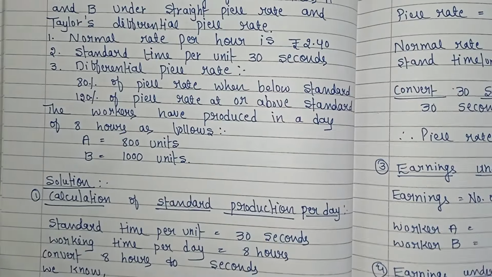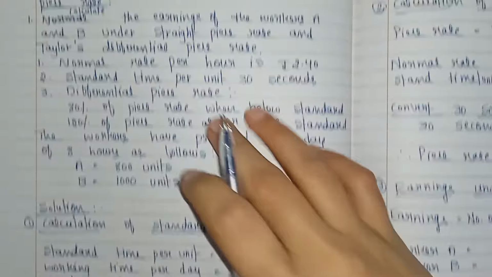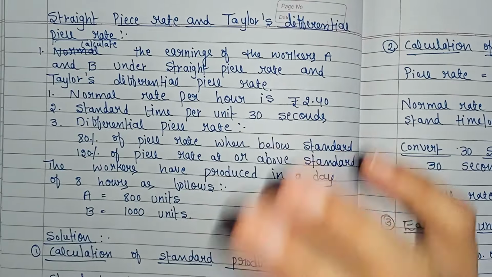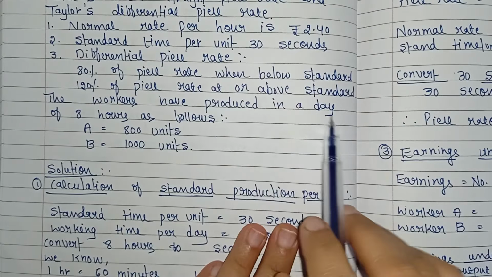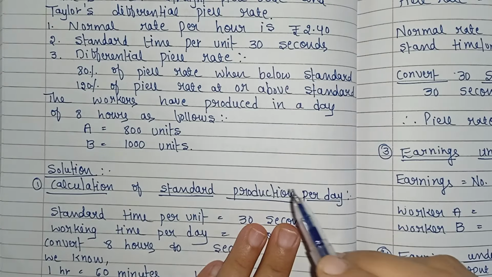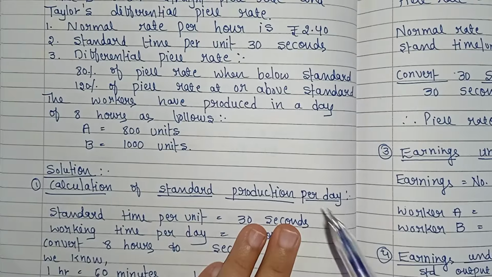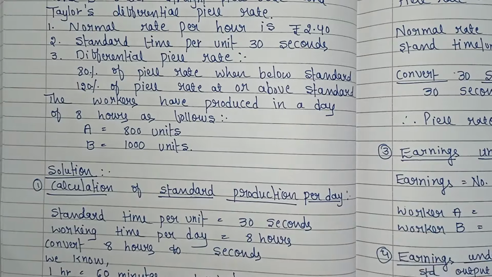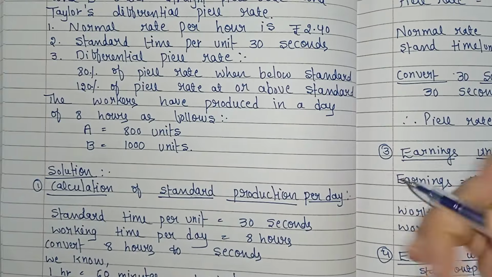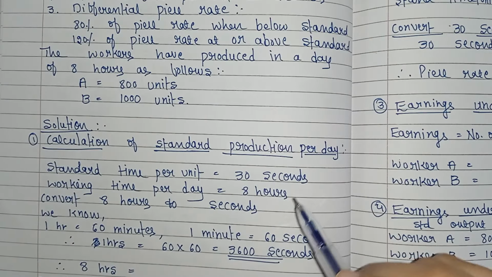See here, in this problem, they have given the information about actual production. But they have not given any information about standard production per day. They have given that the workers have produced in a day of 8 hours, which is the actual production in a day. That is A 800 units and B 1000 units. So we need to calculate the standard production per day, because under Taylor's differential piece rate we need standard production to compare whether it is below standard or above standard. We know only the actual production in a day. Now let's calculate the standard production per day.